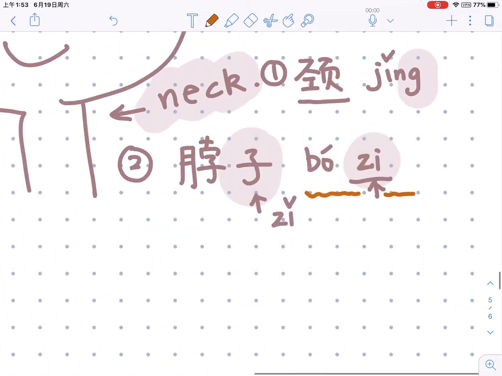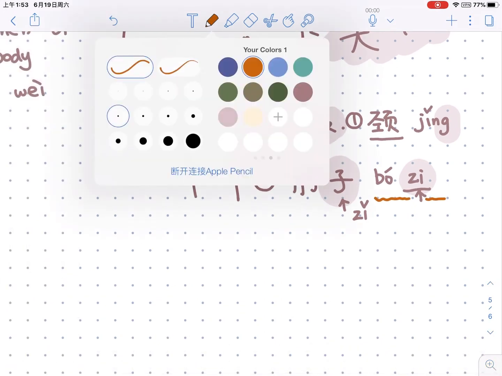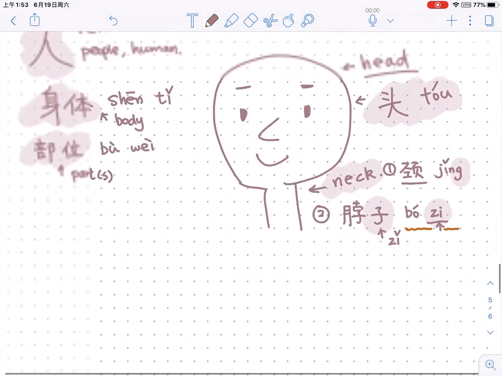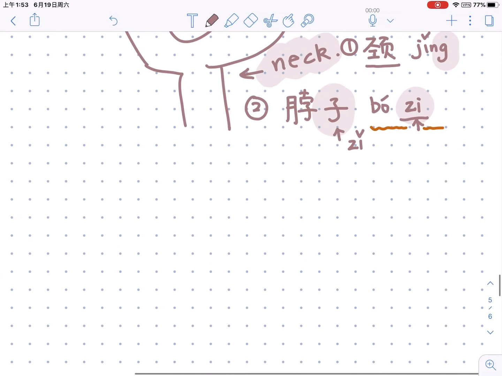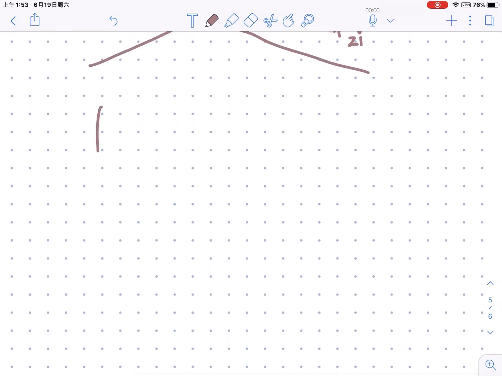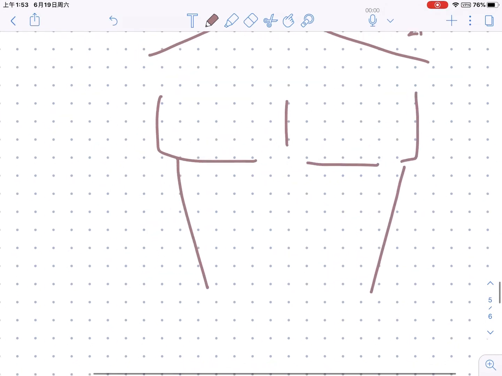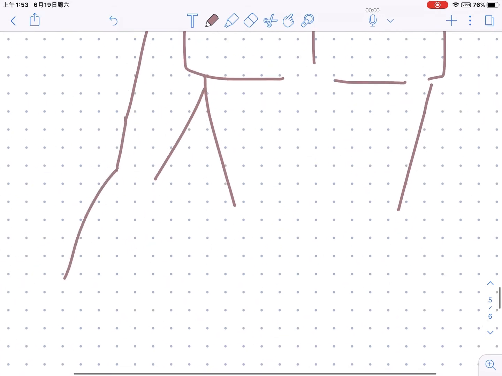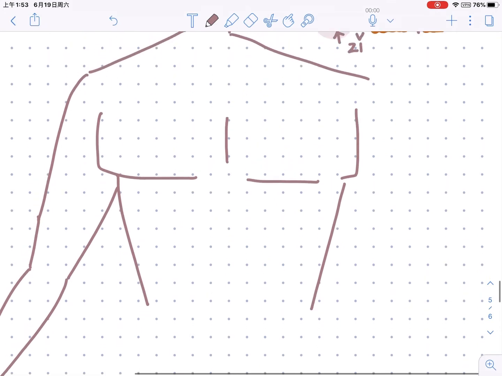That's it. And we go on to this guy's arm, I think. I will finish the first part of this guy, which is his chest. Okay, his body. Okay, and his arms.